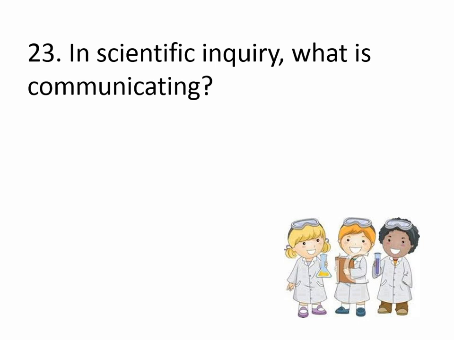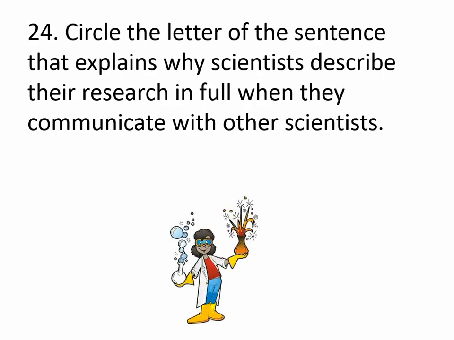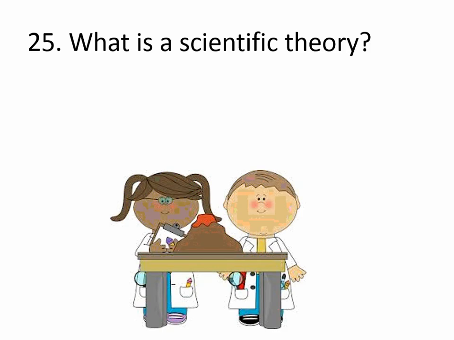23, in scientific inquiry, what is communicating? That is the sharing of ideas and experimental findings with others through writing and speaking. 24, circle the letter of the sentence that explains why scientists describe their research in full when they communicate with other scientists. The answer is B. Other scientists need to be able to repeat a scientist's experiment.